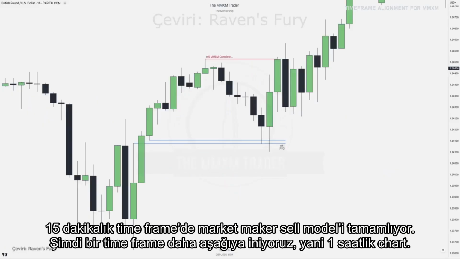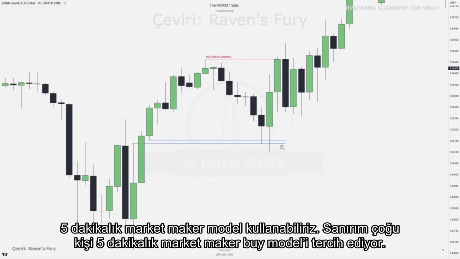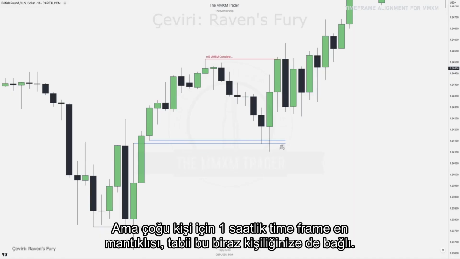We're diving one more time frame lower, right? 1-hour chart. So we're getting into scalper territory right now. So on the 1-hour time frame, we can use a 5-minute market maker model. I think most people prefer a 5-minute market maker buy model, so you can have an intraday trade, right? If you're trading off a weekly key level, for instance, you're going to hold your trades for a few days probably. So 1 hour is, for most people, I think, the way to go, depending on your personality, of course.